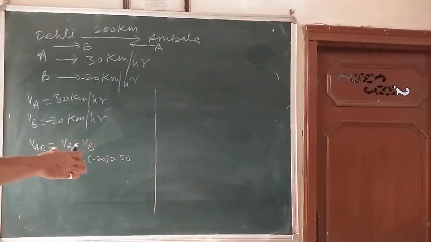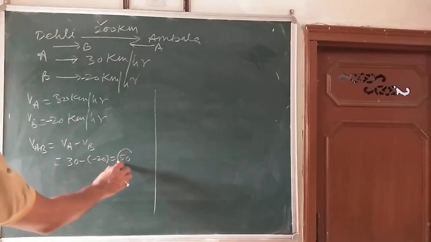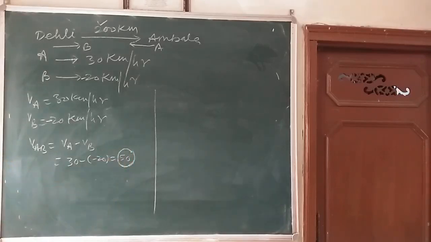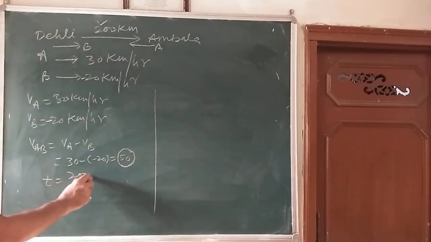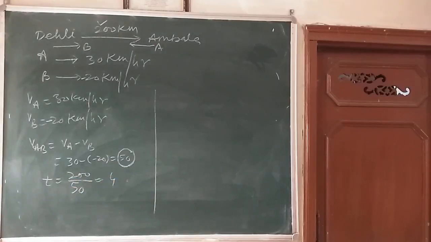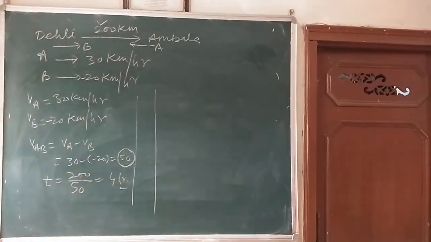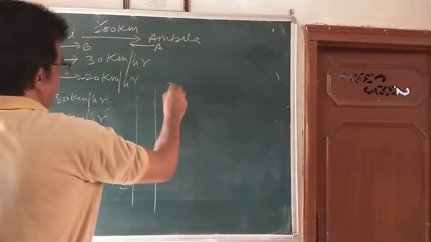The time taken to cover a distance of 200 km with a speed of 50 km per hour. So time taken would be 200 divided by 50, that is 4. Hence they will meet after 4 hours from the start. This is a simple way. We can solve this equation by another method, second method also.